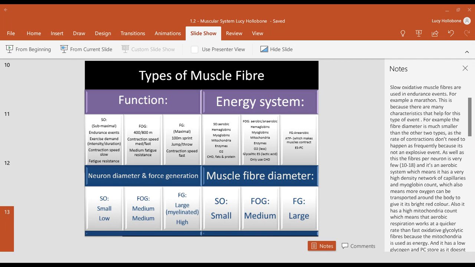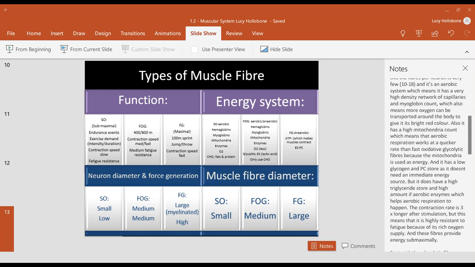For example, the fiber diameter is much smaller than the other two types, as the rate of contractions doesn't need to happen as frequently because it's not an explosive event. As well as this, the fibers per neuron is very few, 10 to 18, and it's an aerobic system, which means it has a very high density network of capillaries and myoglobin count, which also means more oxygen can be transported around the body to give it its bright red color.